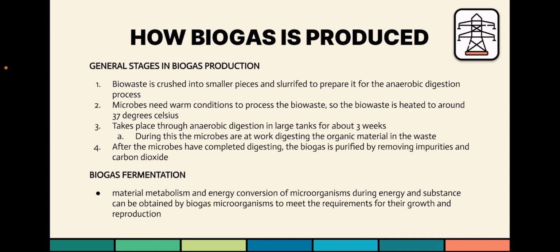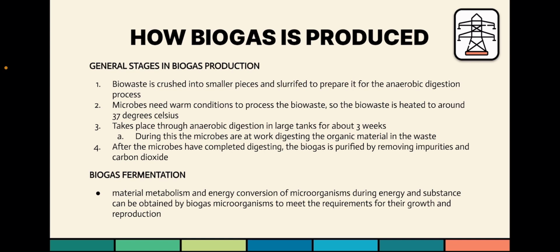However, the microbes need to be in warm conditions to digest the biowaste. So the biowaste is heated to about 37 degrees Celsius. As I said earlier, it takes place through anaerobic digestion in a large tank for about 3 weeks. After the microbes have completely digested everything, the biogas is then purified by removing impurities, which are going to be carbon dioxide and water.